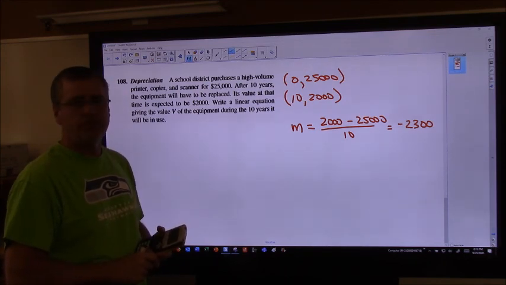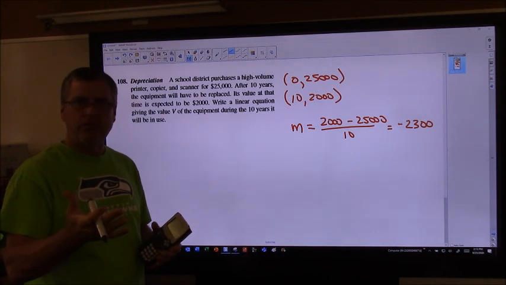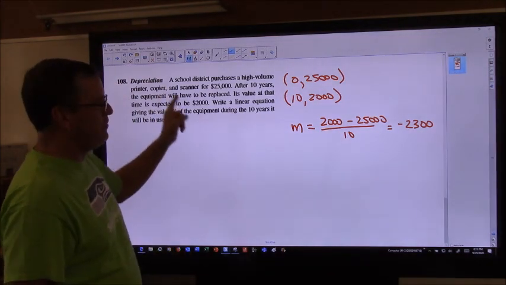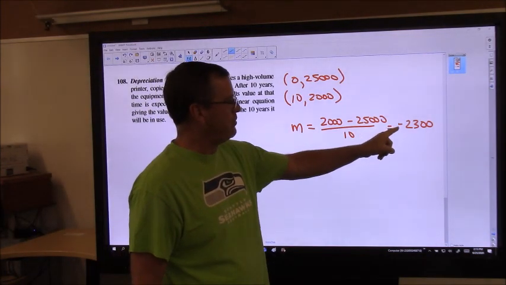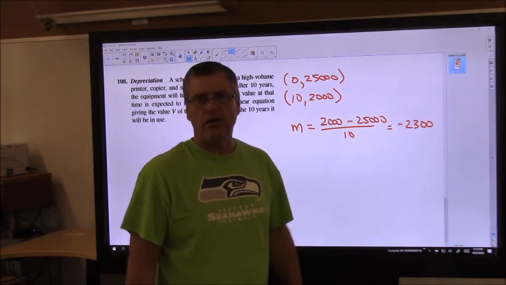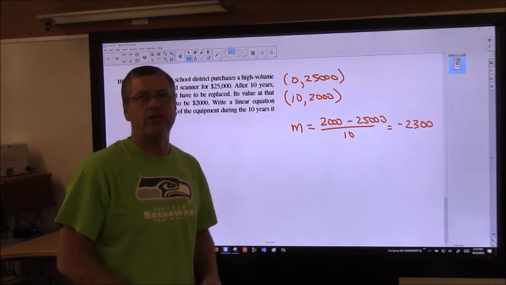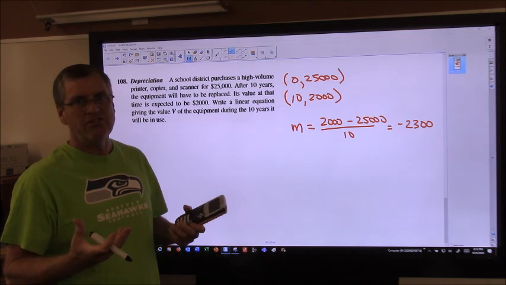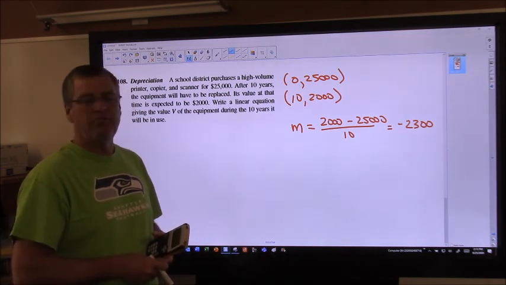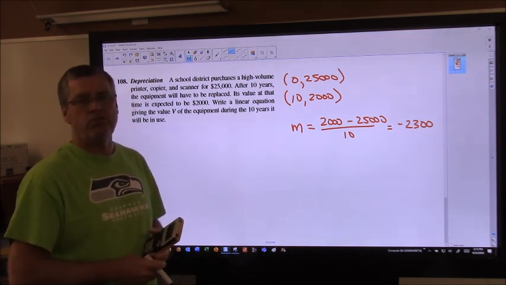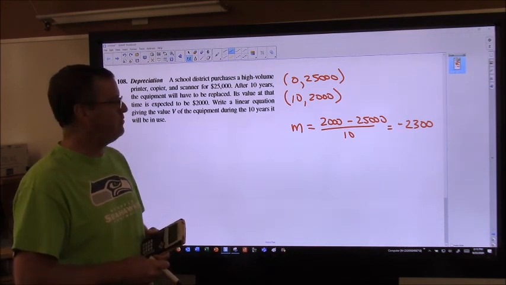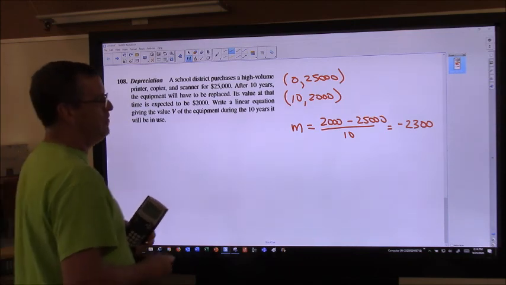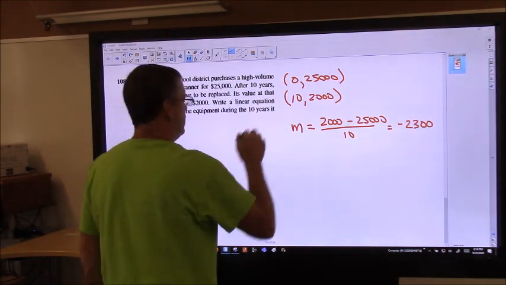What did I just find? Remember that interpretation that we just did on a previous problem? It means the price of this copier is decreasing by $2,300 per year in value. Not a good investment, right? I mean, it's a necessity. You need that to do business, but it's worth less than it was when you bought it. It's like a car. It's not a good investment. It depreciates immediately.